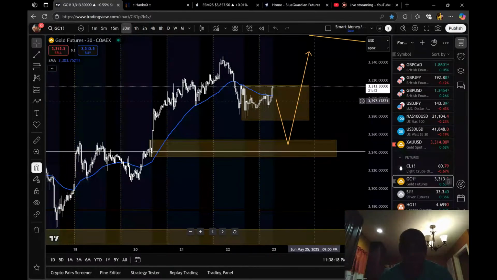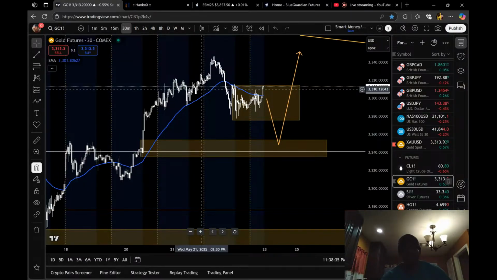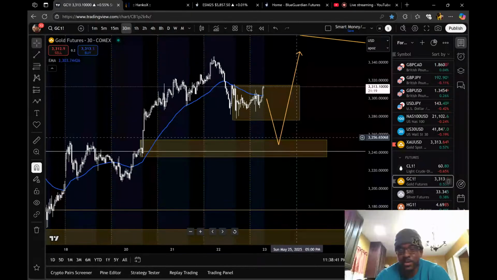So you can see, that's gold. Let's look at it. We don't rush to jump in trades. We don't rush to get in trades. Nothing like that. All right. Now let's take a look at silver. Let's go back to the higher time frame. And let's look at silver.